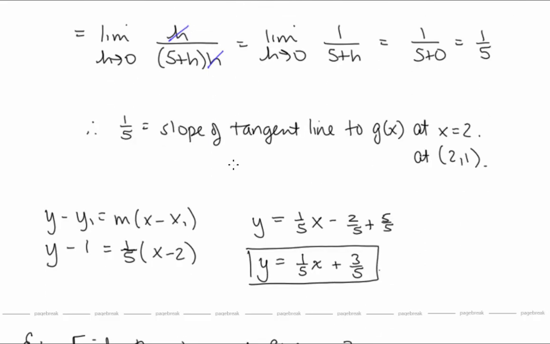And so to find the equation of the line, here I'm using point-slope form. Our point is (2, 1), so I have y minus 1 is equal to 1/5 times x minus 2. So that's y is equal to 1/5 x minus 2/5, and then I'm adding this 1 over to that side, and I'm writing it as 5/5. So we have y equals 1/5 x plus 3/5, and that's the equation of our tangent line to g of x at x equals 2.